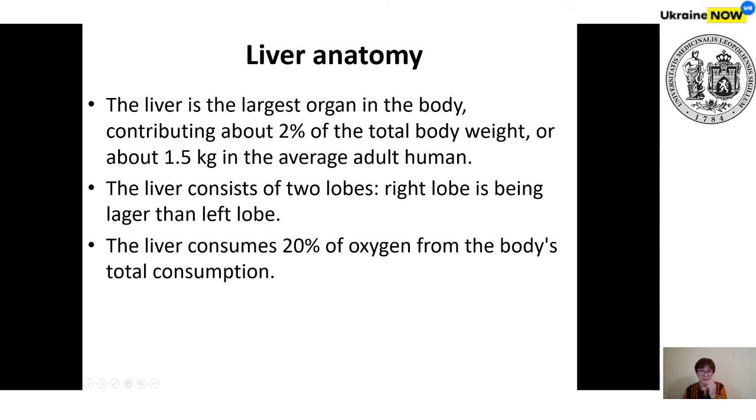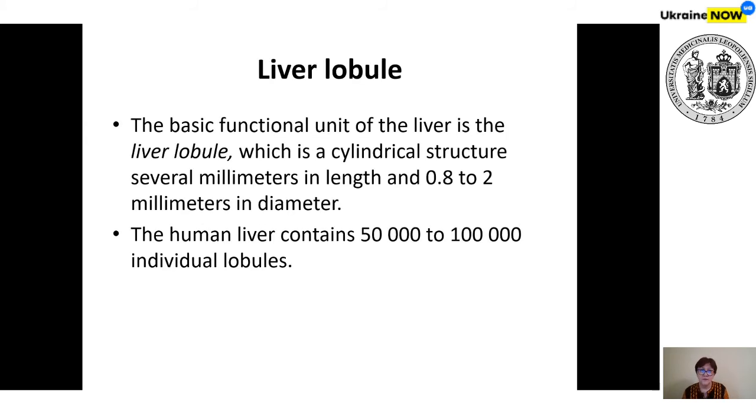The liver is the largest organ in the human body, contributing about 2% of the total body weight, or about 1.5 kg in the average adult human. The liver consists of two lobes, the right lobe being larger than the left one. The liver consumes 20% of the body's total oxygen consumption. The basic functional unit of the liver is the liver lobule, which is a cylindrical structure several millimeters in length and up to 2 millimeters in diameter. The human liver contains 50,000 to 100,000 individual lobules.